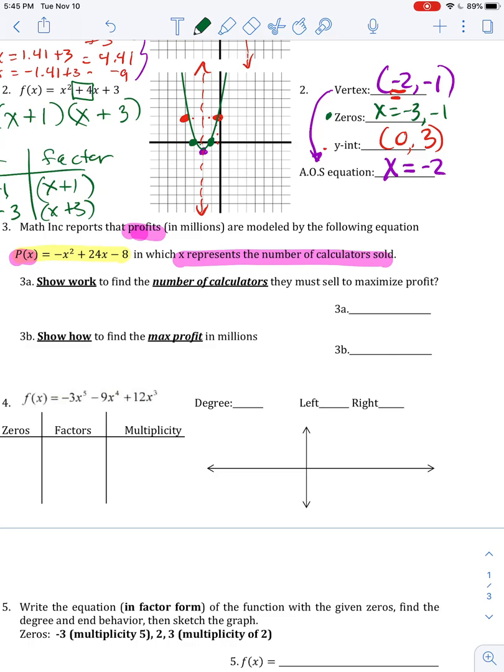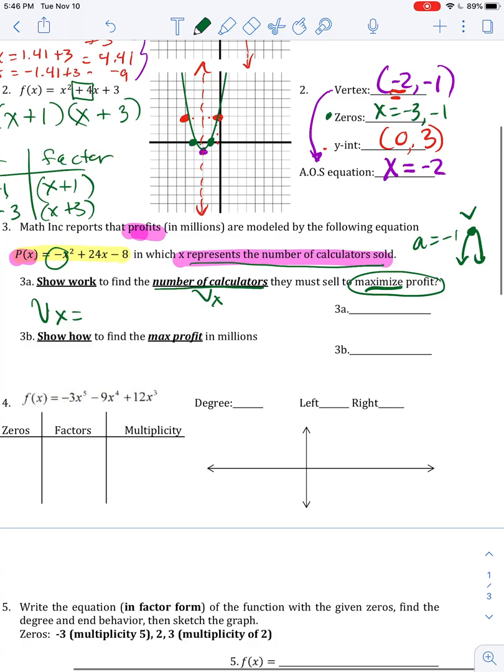So that's apparently what that's talking about. All right, so it says, show work to find the number of calculators, X, they must sell to maximize the profit. Looking at this, my A value is a -1, if you can see that right here in front of the X squared. So it's going to be a parabola opening down, and so we're going to be looking for a vertex that's at the top, and therefore it's going to be a maximum. But they told us that X is the number of calculators, so when it's looking for the number of calculators, that's going to be the X component of that max profit.